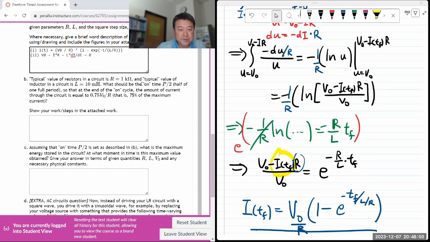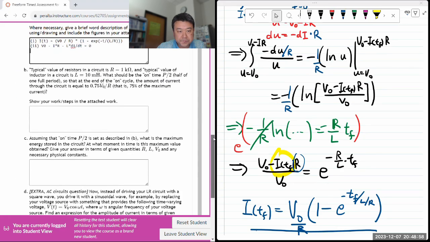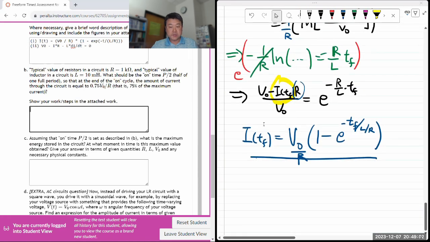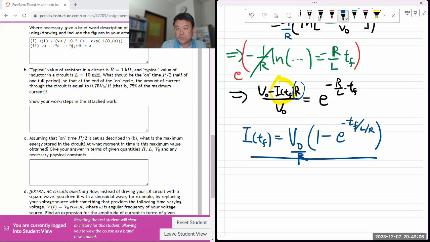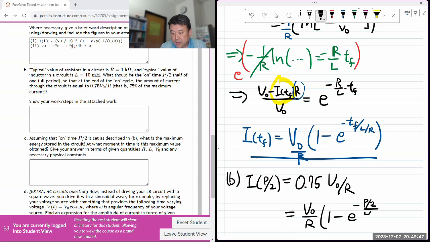Typical value of resistance, what should be the on time P, so that at the end of the on cycle the amount of current is, okay. I can do it this way. I'm going to use this as my main tool here. So for part B, I'm saying the current after the time half, P over 2, I want that to be 75%, 0.75 of the max current, which will be V naught over R. So that is equal to the general expression for current, V naught over R times 1 minus e to the minus P over 2 divided by L over R.